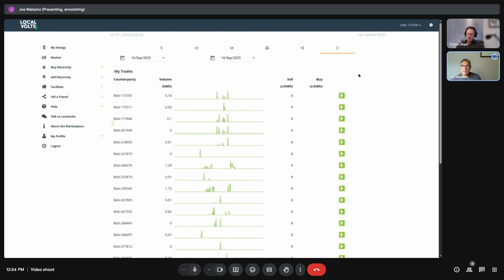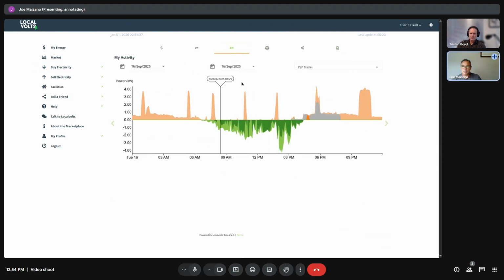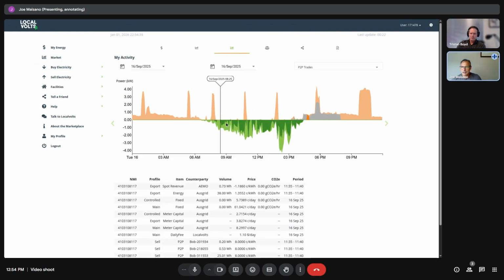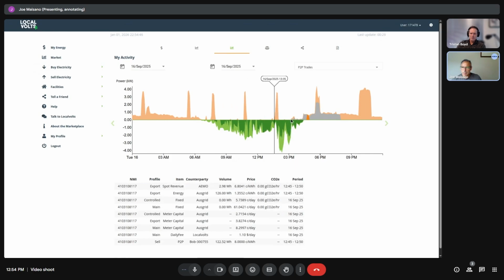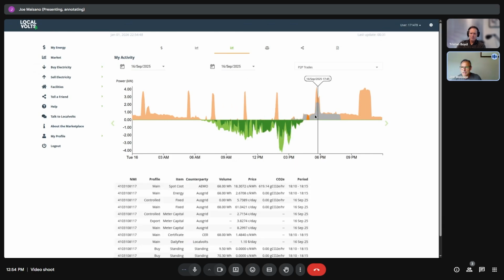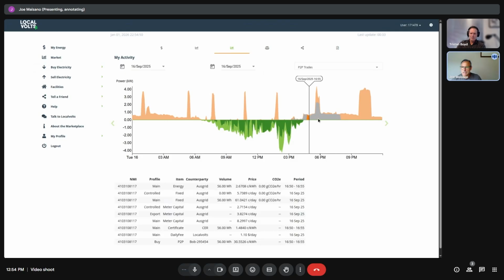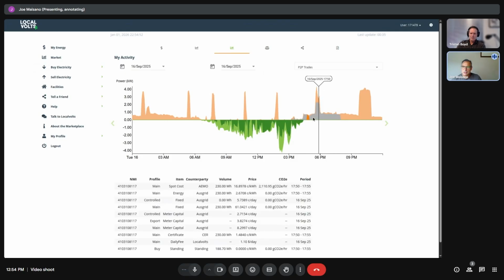Okay, we're now looking at the My Trades screen, which is the last of our tabs on the My Energy overall screen. Now, this one allows us to drill down a bit more into actual trades. So we can see here, if we have a look at my activity across the day, we've got a solar only site, selling a lot of the solar peer-to-peer during the day. And then in the evening, bit of purchase here, bit of attempted purchase around there.